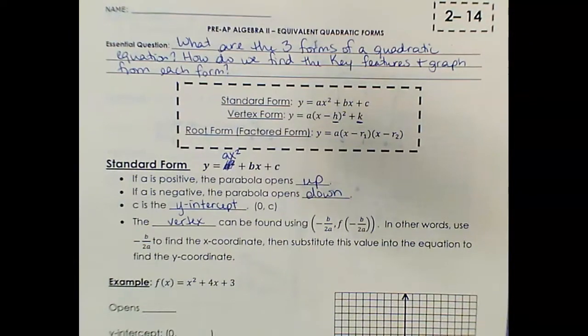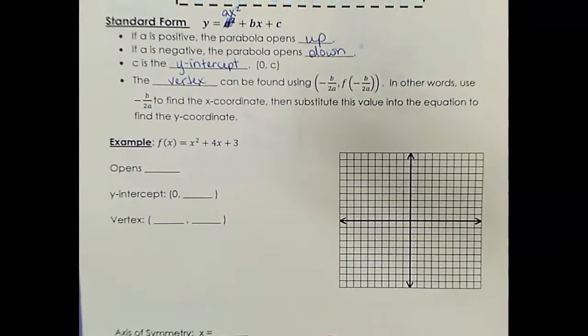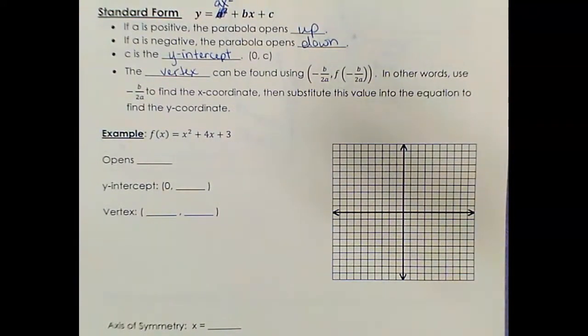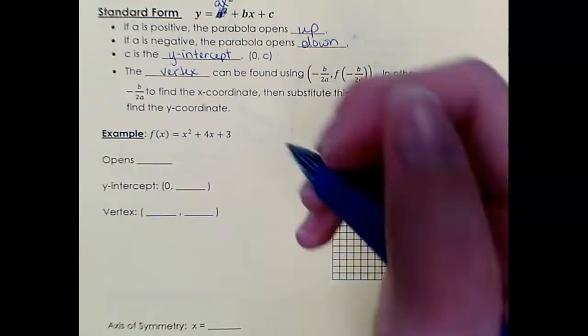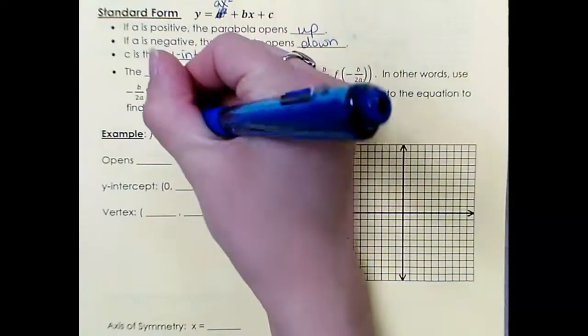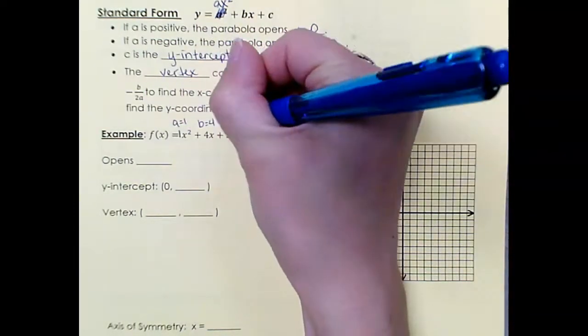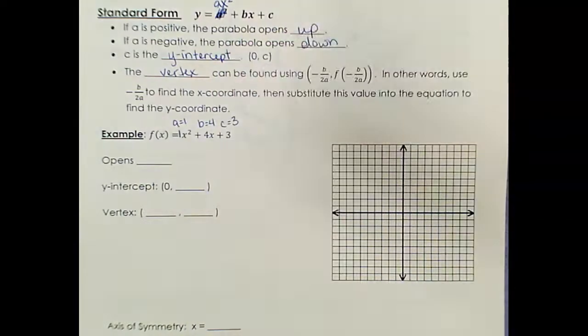So here's our example today. Our example is f of x equals, remember f of x and y mean the same thing. So this is kind of like saying y equals. It's just claiming that this is a function. So f of x equals x squared plus 4x plus 3. My a value is 1. My b value is 4. My c value is 3.